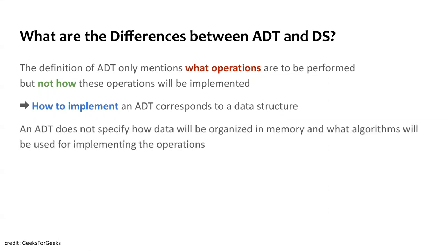An ADT does not specify, as I told you, how data will be organized in memory and what algorithms will be used for implementing the operations. So ADT is about behaviors or the documentation of a specific object. On the other hand, data structure is how you in fact or actually implement that ADT.